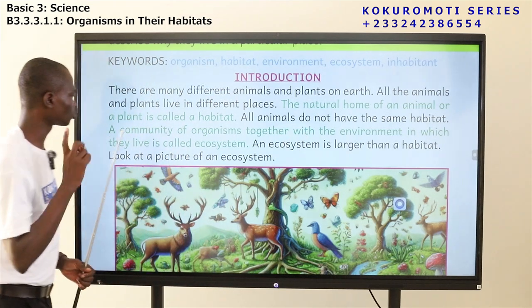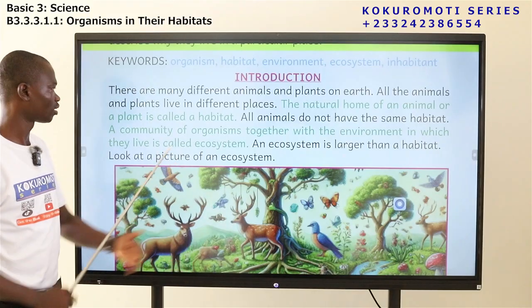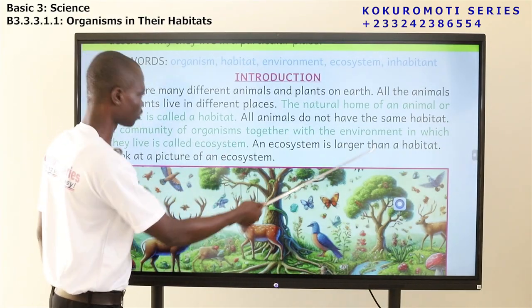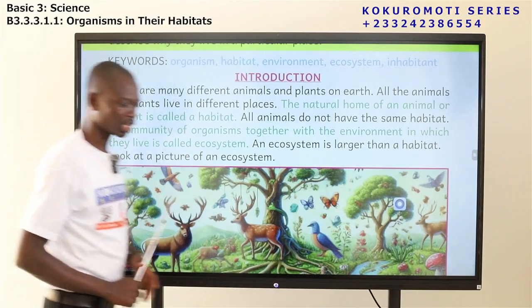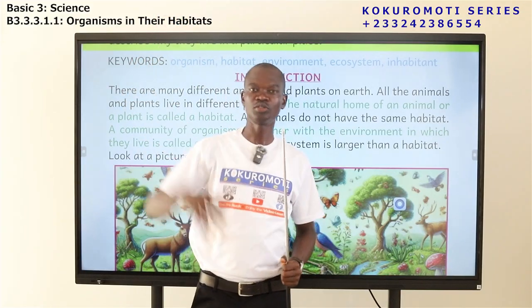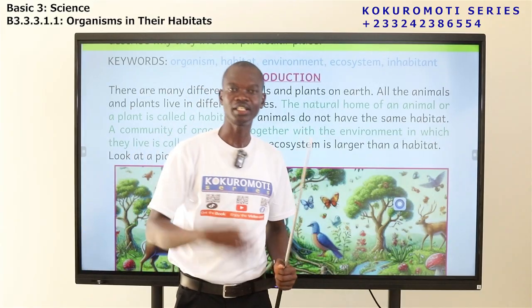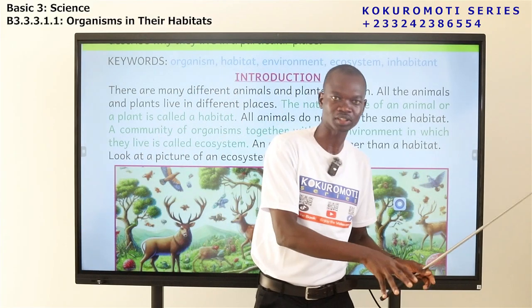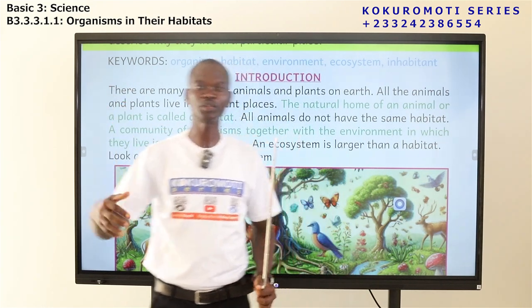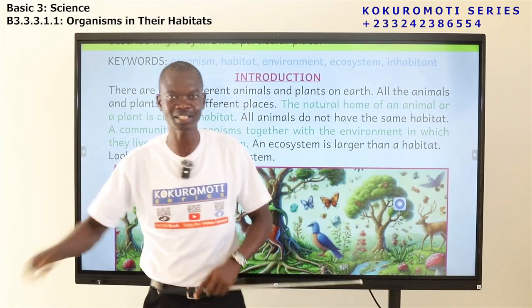Now the next thing that you should also know is something called an ecosystem. It's a community of organisms together with the environment in which they live. So ecosystem is larger. You go to a place, you see trees, you see water bodies like a lake or pond. In the pond, there are animals that live in the pond. The animals in the pond cannot live in trees. In the same way, the animals on the land cannot live in water bodies.